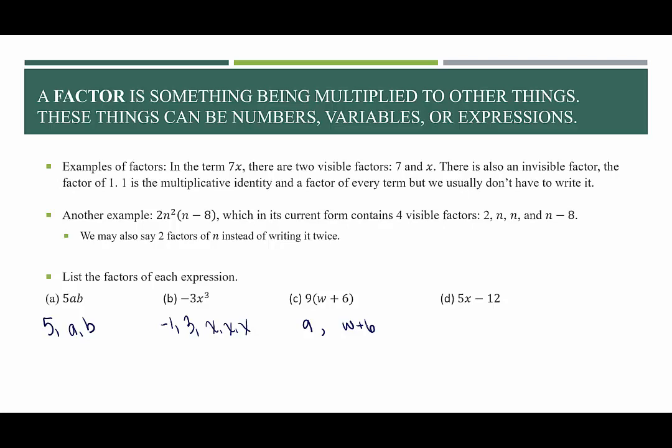And in letter D, what'd you say? The answer is there is only 1 factor, 1 visible factor. The 5x minus 12 is the 1 factor that this expression has. If we were to break down and just look at the term 5x, that term has 2 factors, but the expression 5x minus 12 is exactly 1 visible factor. You could also say there's an invisible factor of 1. So this one, sorry, I'm supposed to list it, is 5x minus 12, and that's it. There's just 1 factor.